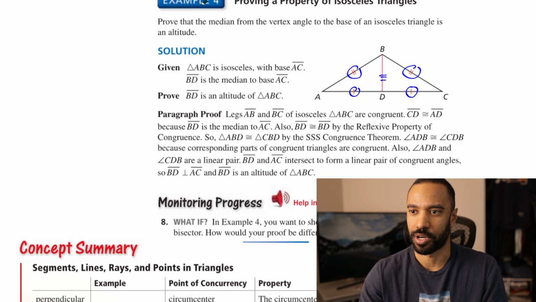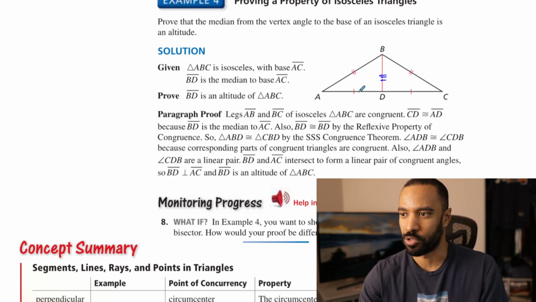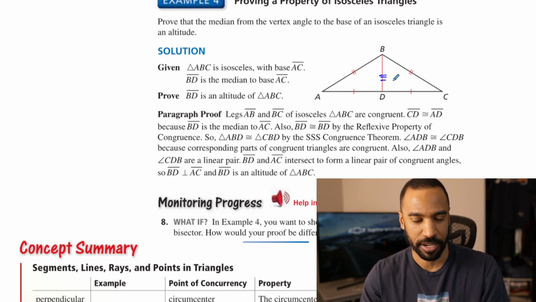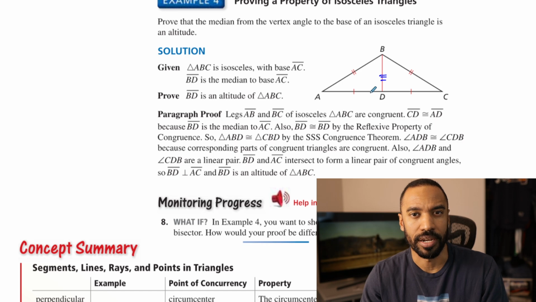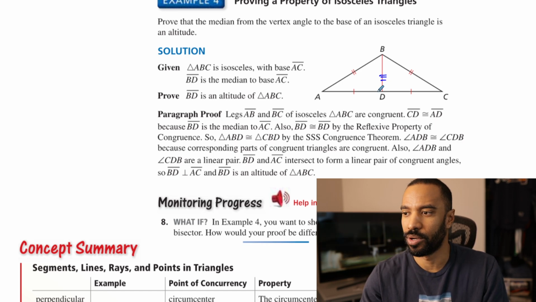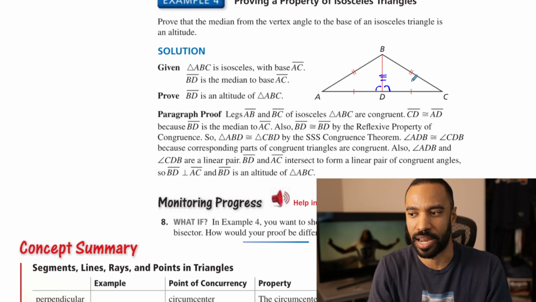So these two triangles are congruent by side, side, side. Therefore, now we know these two triangles are identical in nature. One's just a reflection of the other, right? Therefore, all their corresponding parts will be congruent. Now, the corresponding part we need to be congruent is this angle congruent to this angle. But there's more. We need to show that it's an altitude.